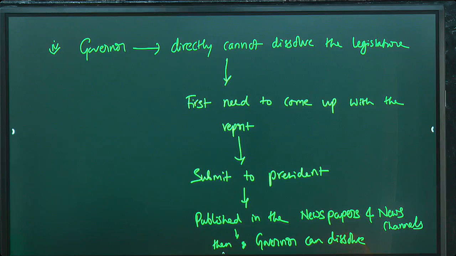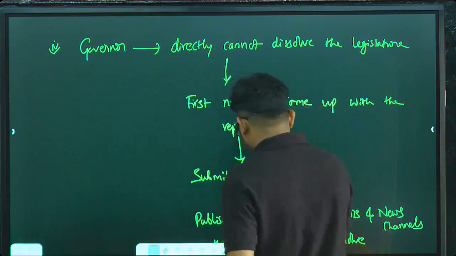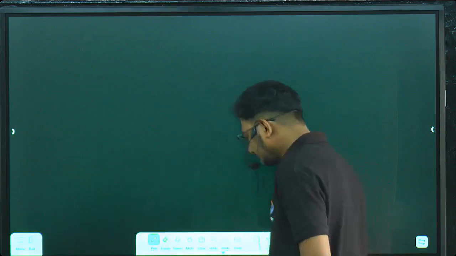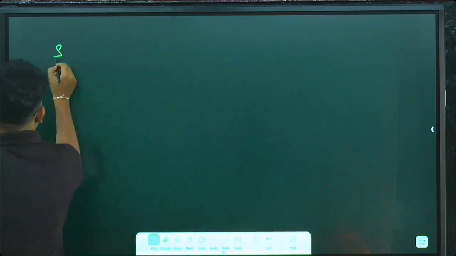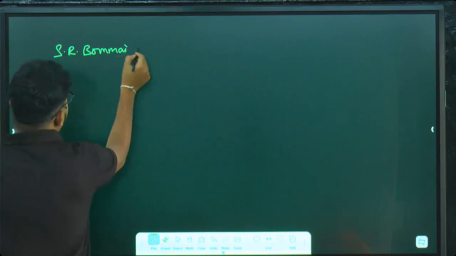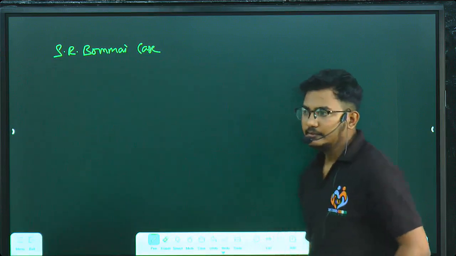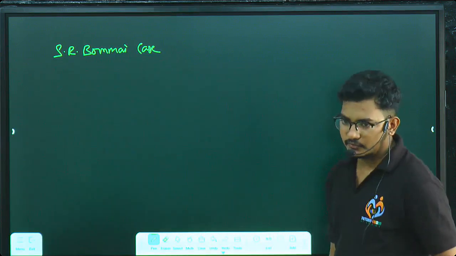Okay, so when the report came, it was published in 88. Then a famous case called the SR Bommai case came, in which year? 1994.